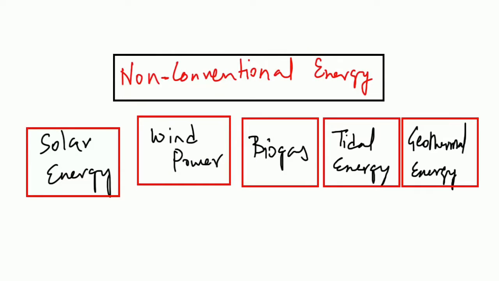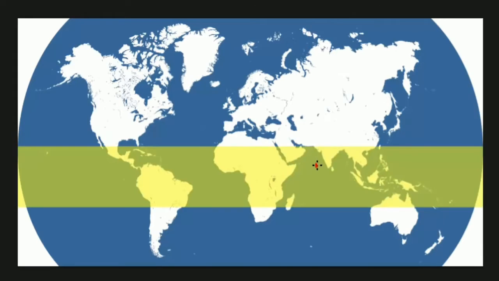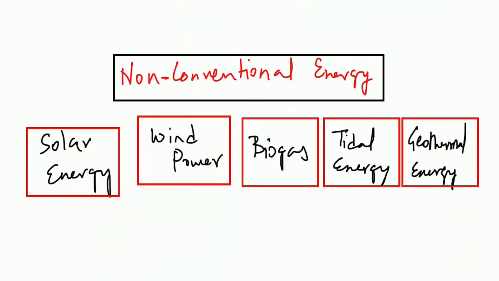Now let's read about the second part of this video, non-conventional sources of energy. The energy generated by using wind, tides, solar, geothermal heat, and biomass is referred to as non-conventional energy. These energy sources are renewable and ecologically safe. India is blessed with an abundance of sunlight, water, wind, and biomass. Now let's read about some of the non-conventional sources of energy.